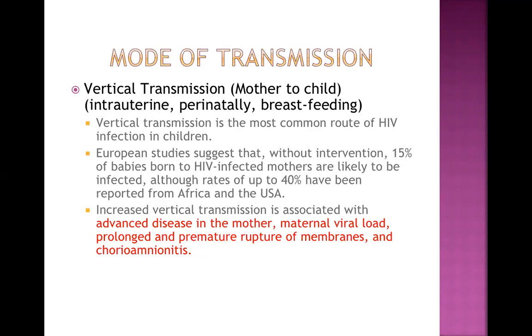Another point may be prolonged and premature rupture of membrane, which is called PROM, because those membranes actually act like a barrier. Once those membranes are ruptured, there is easy entry of viruses to the baby. And any infection in the genital area, or infection of those membranes which are protecting the baby, like chorioamnionitis, can increase the risk of vertical transmission.